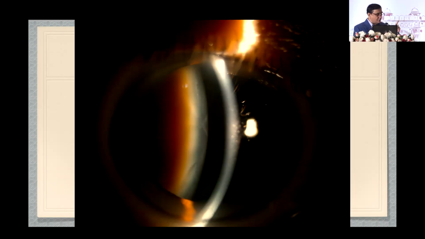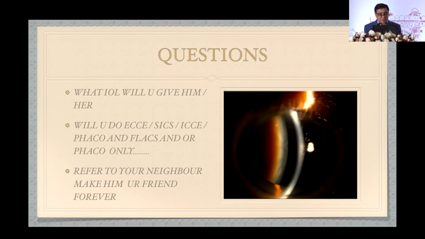Now I'm going to have active participation from the audience because I'm going to ask questions, and then I'm going to tell you what I really did. The question here is, what will you give him or her, which IOL? This is a very, very hard cataract. You can see the anterior capsule, and beyond that, it's only the nucleus. You can't see the posterior capsule at all. So will you do an ECCE, SICS, ICCE, Phaco, Phaco-Flex, or Phaco only?